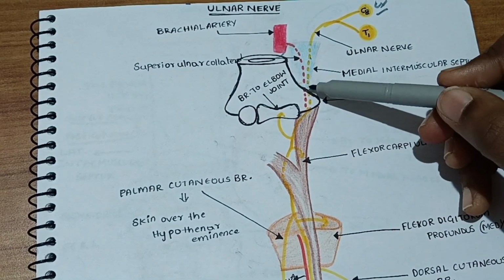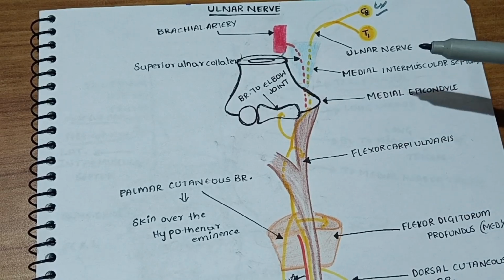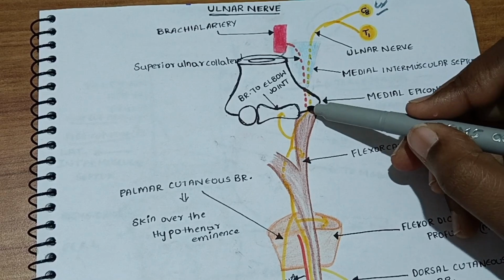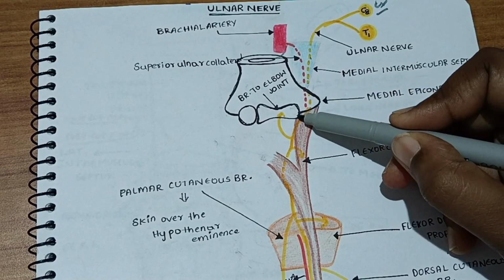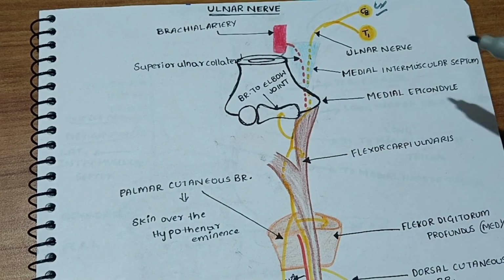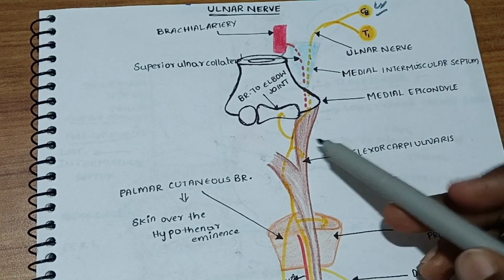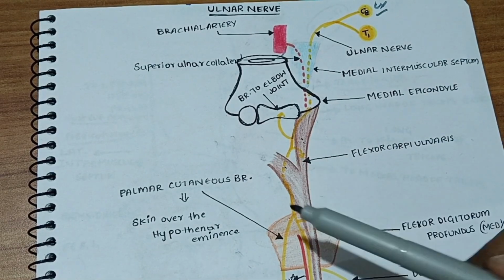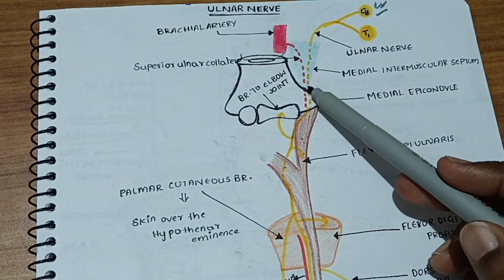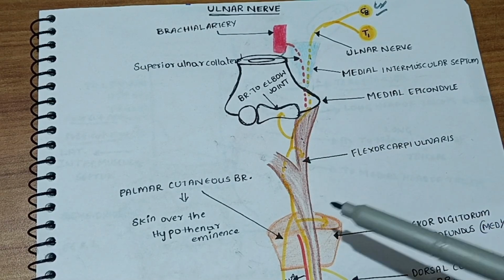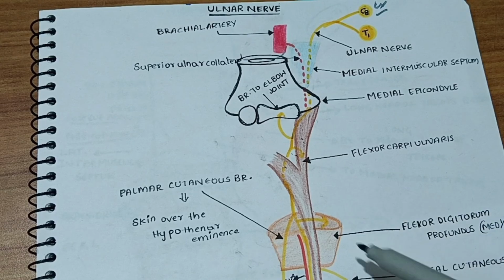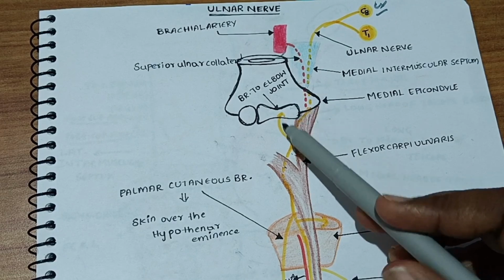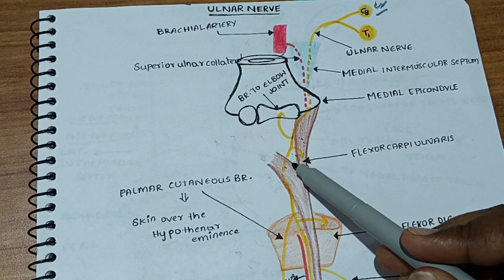Now, when it is crossing the medial epicondyle at the lower end of the humerus, it gives a branch to the elbow joint. It crosses between the two heads of flexor carpi ulnaris. These are the two heads of flexor carpi ulnaris. So when crossing, it gives a branch to the elbow joint and a muscular branch to the flexor carpi ulnaris.